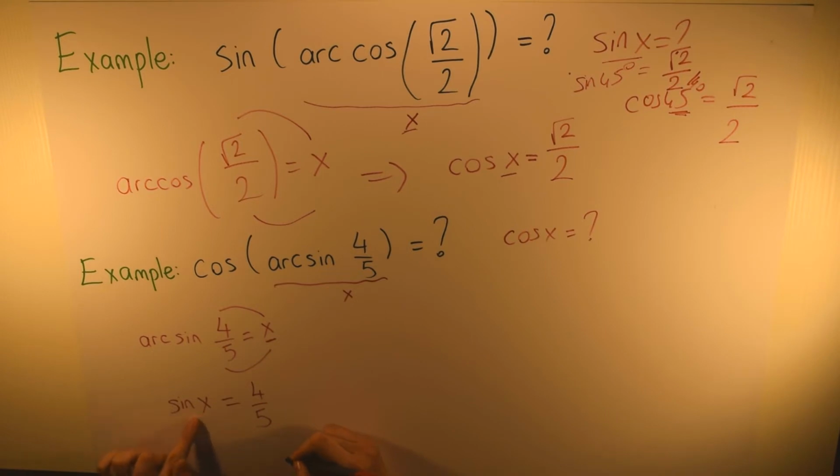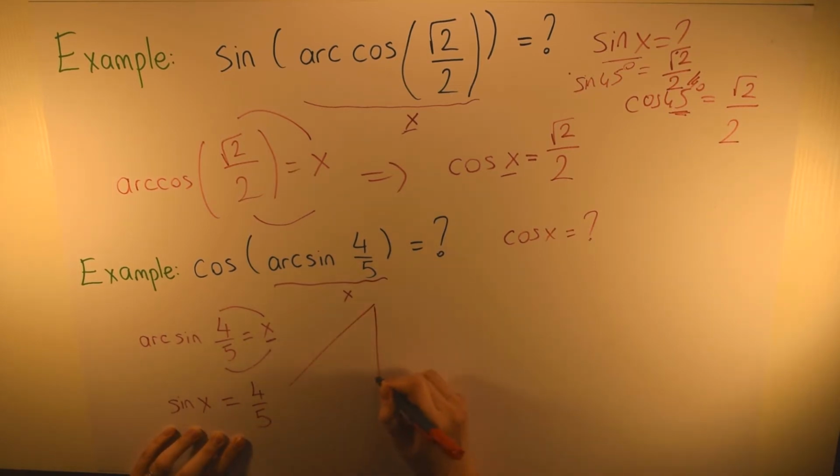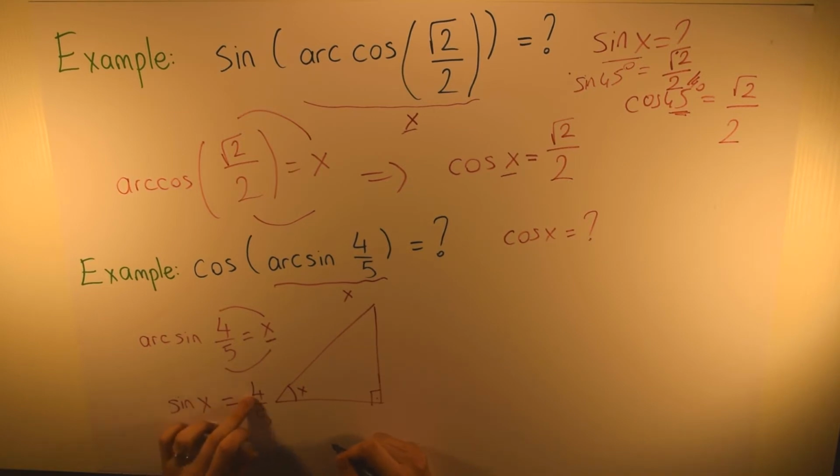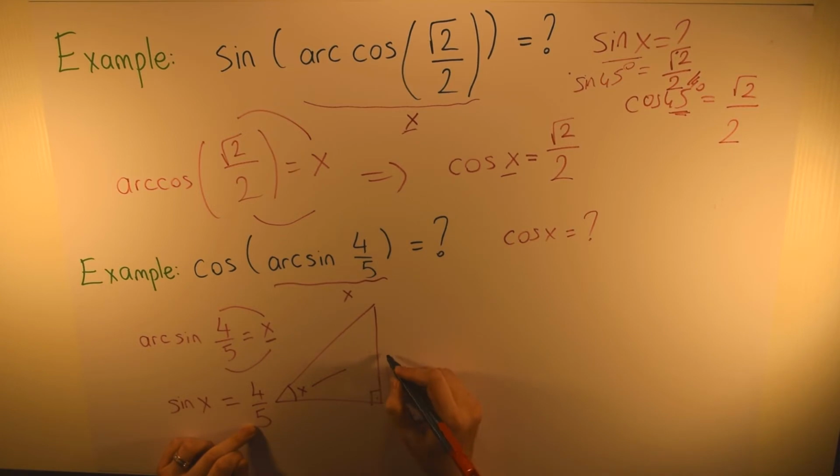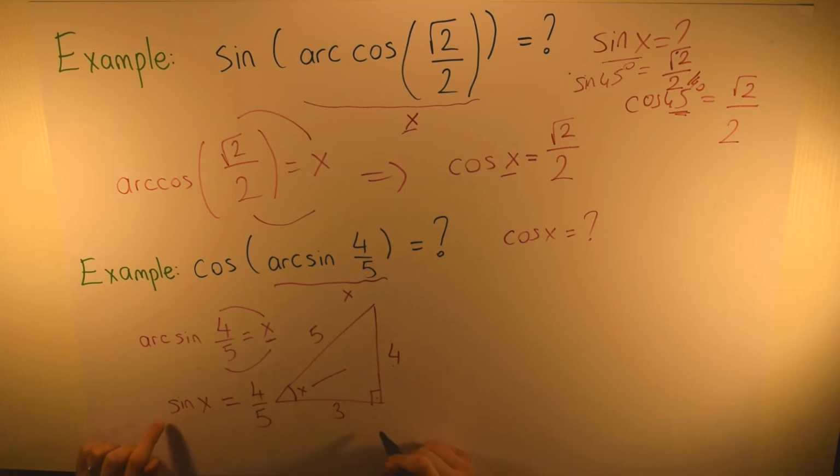So for this one, we don't know the angle. We don't know which degree has a sine value of 4/5. What you should do is draw your right triangle. Let's say this is our x angle. It says that sine x is equal to 4/5, so sine is opposite side over hypotenuse. We have 4 here, 5 here, so we have 3 here, right? This is the 3, 4, 5 triangle. This is a special triangle.